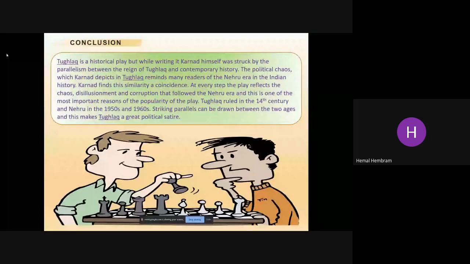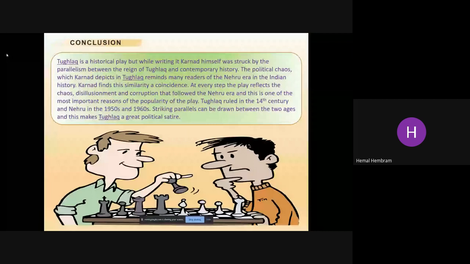So we can conclude that Tughlaq is a historical play, but while writing it, Karnad himself was struck by the parallelism between the reign of Tughlaq and contemporary history. The political chaos which Karnad depicts in Tughlaq reminds many readers of the Nehru era in Indian history. Karnad finds this similarity a coincidence. At every step, the play reflects the chaos, disillusionment, and corruption that followed the Nehru era. And this is one of the most important reasons for the popularity of the play.